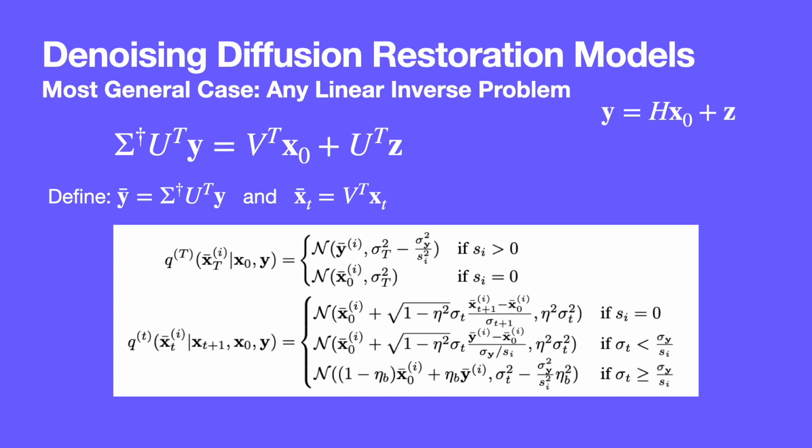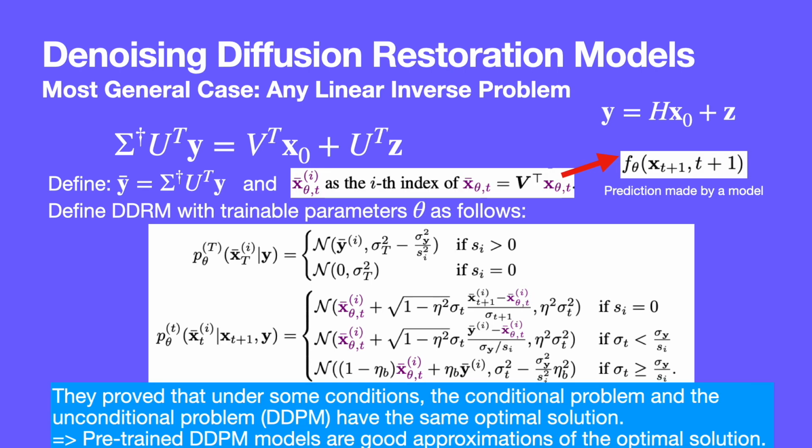We have our x0, y, and we have xt plus 1. And this is the assumed Q. And this is the learned version of Q. They replace x0 with the output of the diffusion model, and they try to learn by minimizing the KL divergence of this learned version of Q with the assumed one. And this is like variational autoencoder training, like diffusion training.